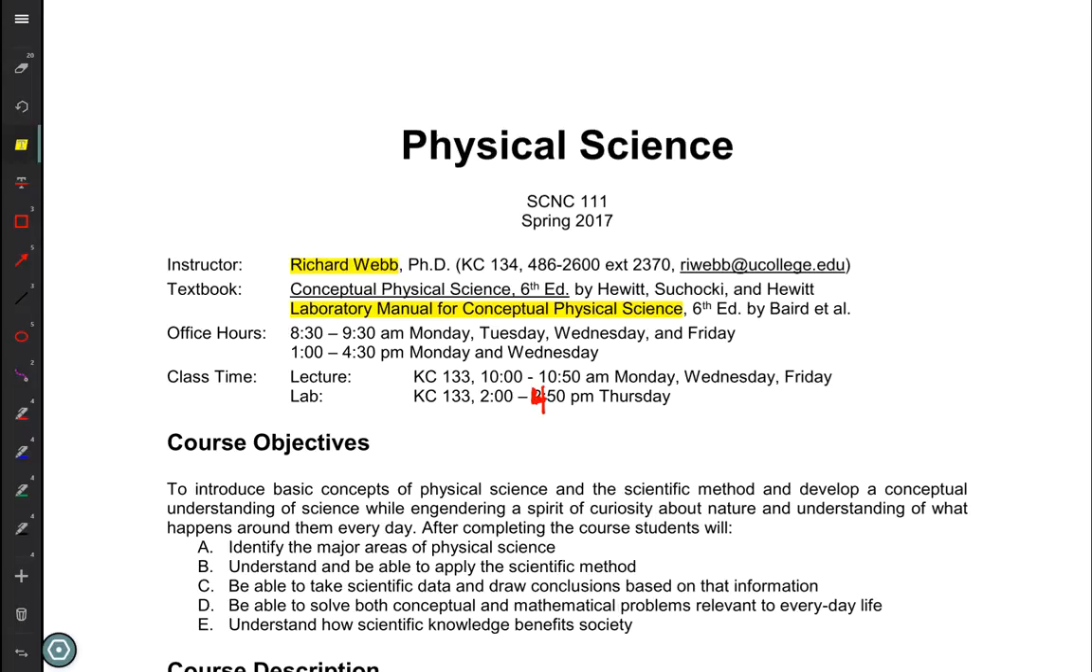Because it's better for students, right? Yeah. Okay. Class times: a student pointed out I had a typo on the syllabus. I had the lab going for just 50 minutes instead of 2 hours and 50 minutes. So the lab will meet here from 2 to 4:50 on Thursday afternoons.